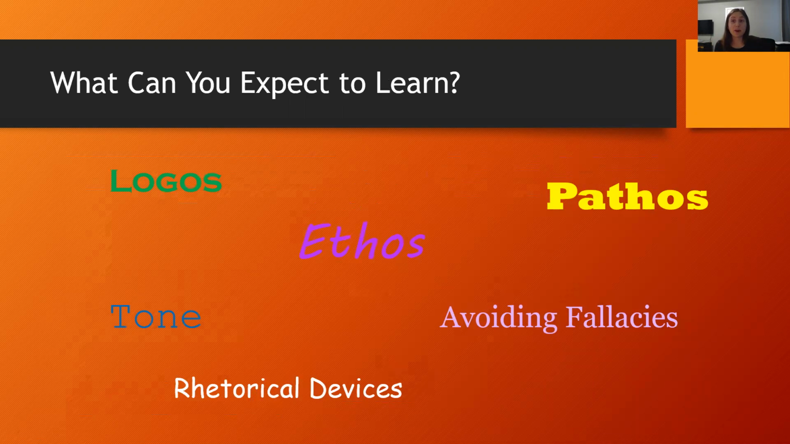I'm going to be talking to you about avoiding fallacies. These are logical fallacies that really inhibit your argument. And I'm going to be going over tone, in which you find your voice as a writer and discover for yourself what the best tone is to get your message across. What is personal to you? What does it mean for you? What is the best choice?